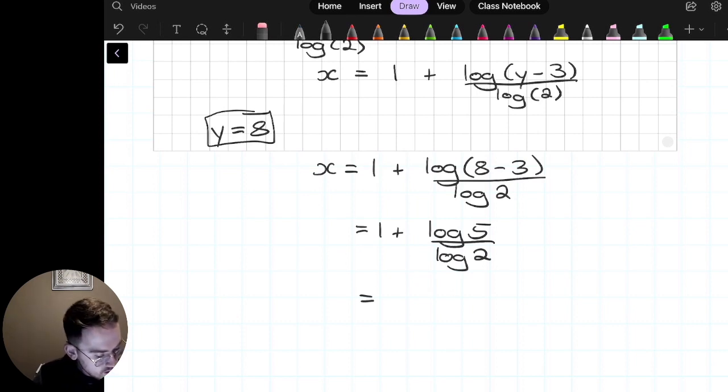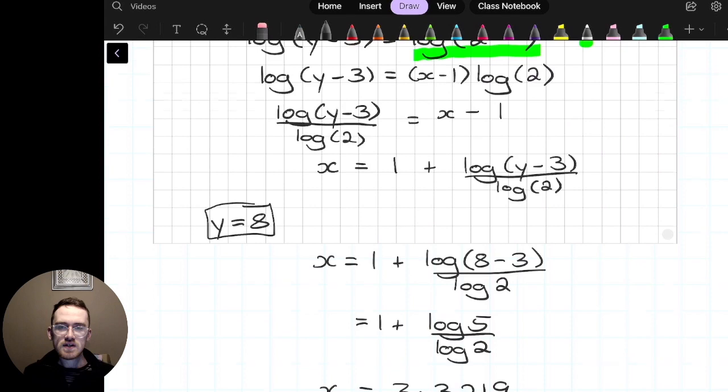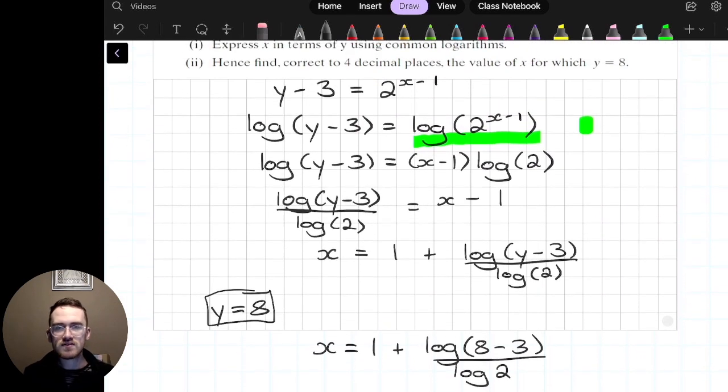So log, and we're just using that log operator. I'm adding 1 to the whole thing, and we get to 4 decimal places 3.3219. So the value of x for which y is equal to 8 is 3.3219. We can see with a lot of these questions we will end up having to use our calculator. So we do have to get used to those log buttons on our calculator.